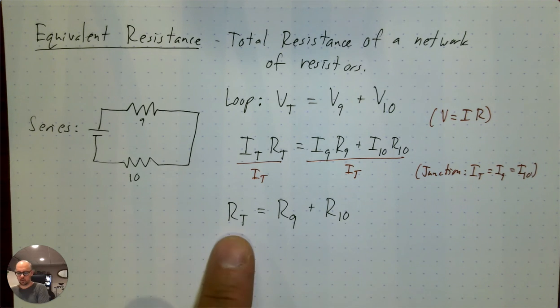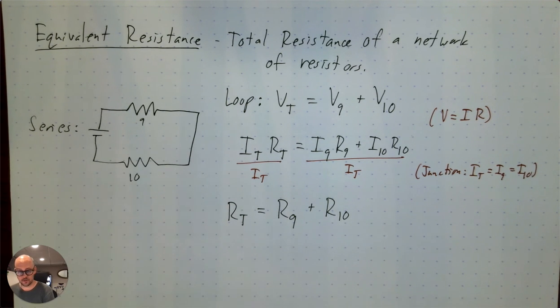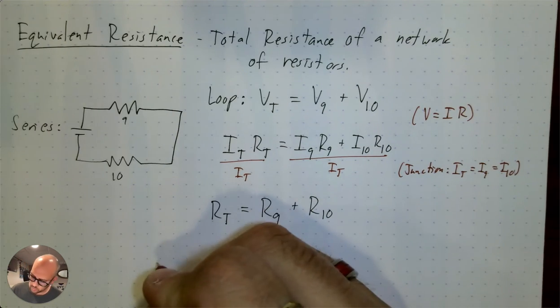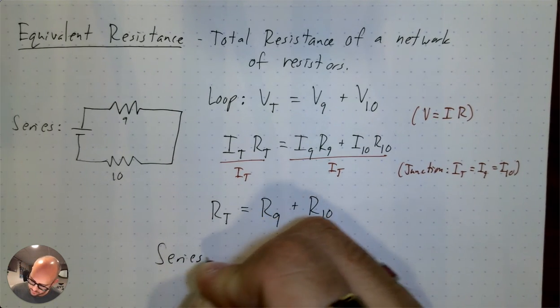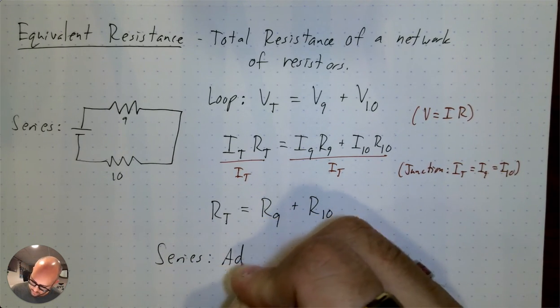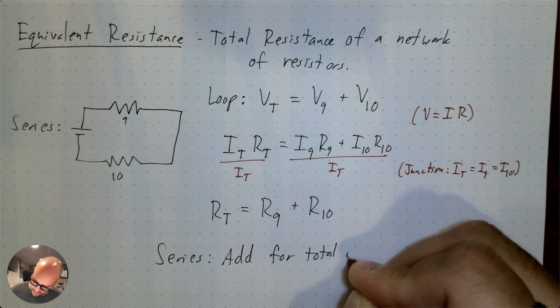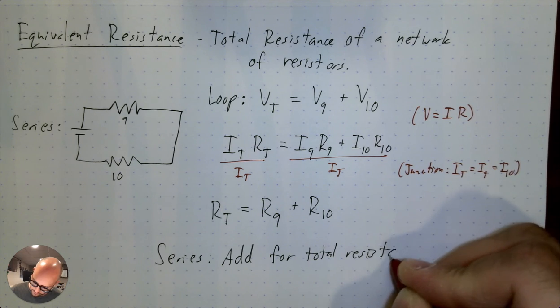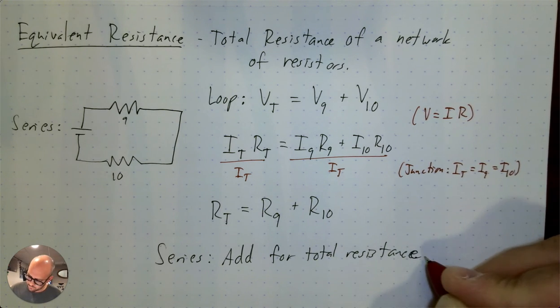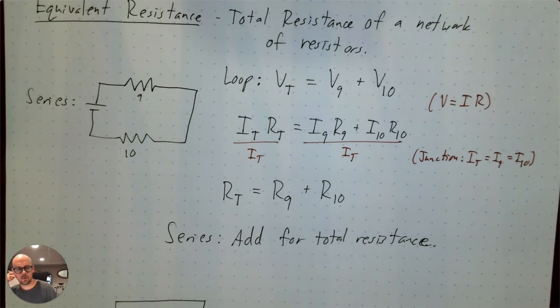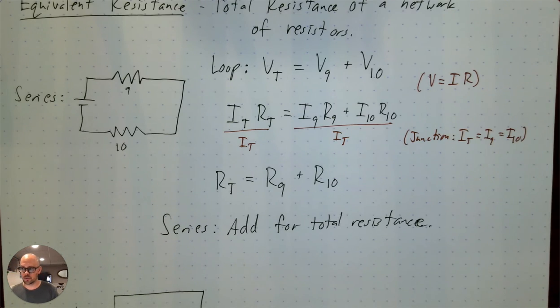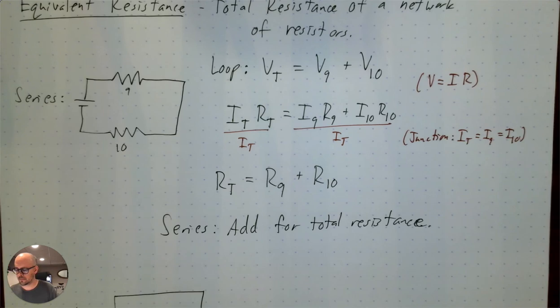So what does that mean? My total resistance is what I get when I add the two resistances. So in a series circuit, I add for total resistance. And that hopefully makes sense. If I put more and more resistors in series, there's more things to oppose electric current, and so that's that.